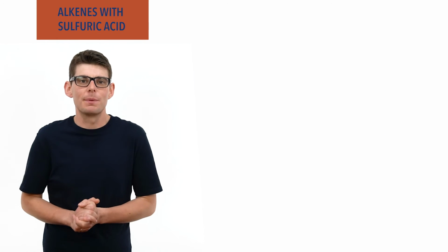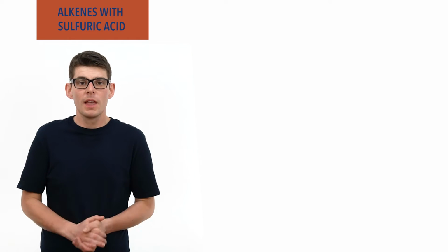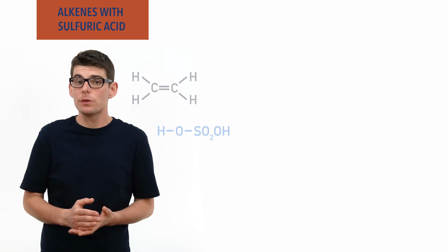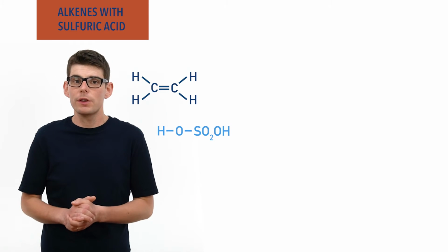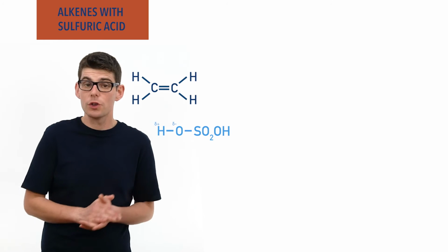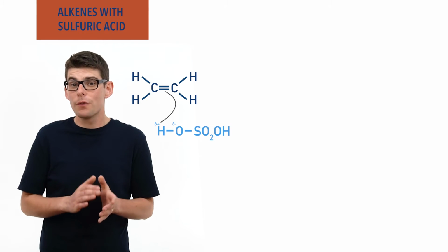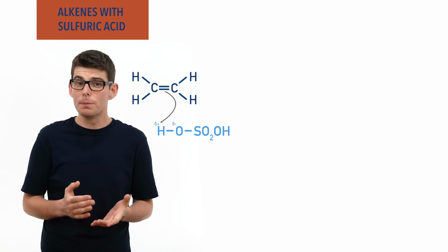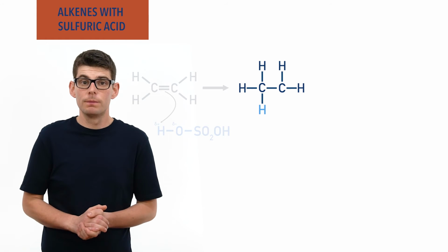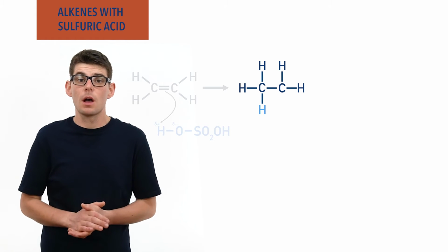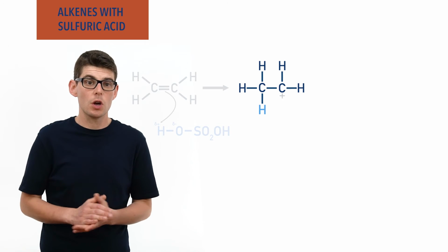Let's have a quick recap of this mechanism using ethene and sulfuric acid as an example. A sulfuric acid molecule gets close to the carbon-carbon double bond in ethene, and an electron-deficient hydrogen atom, with a partial positive charge, acts as an electrophile and accepts the pi bonding electrons from the double bond. A new bond gets formed between one of the double bonded carbon atoms and the hydrogen.